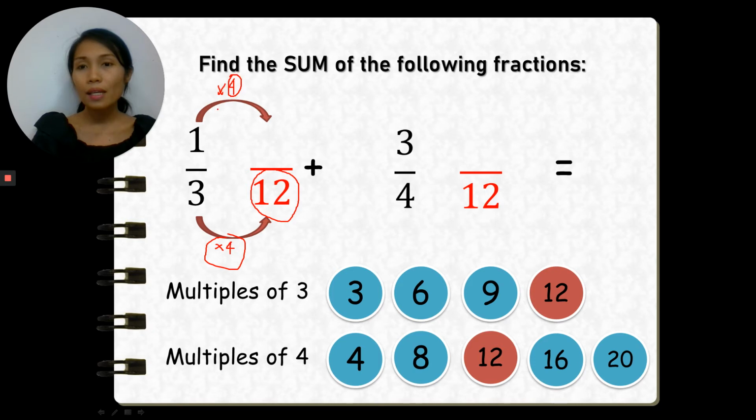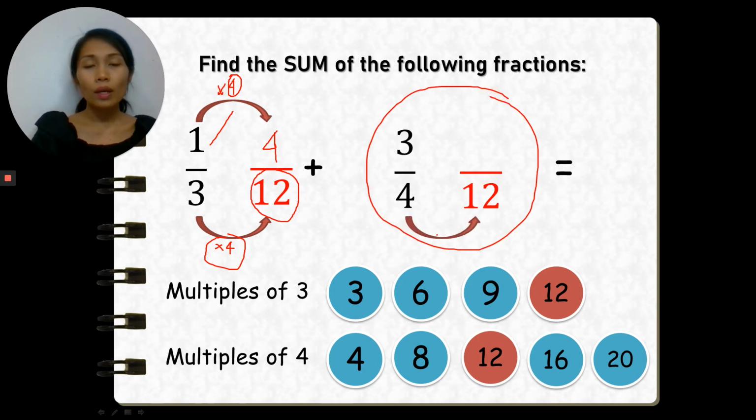So 1 times 4 equals 4. Now we get the numerator 4. Okay, let's try with the other one here. Whatever factor we use with the denominator, we do the same with the numerator.